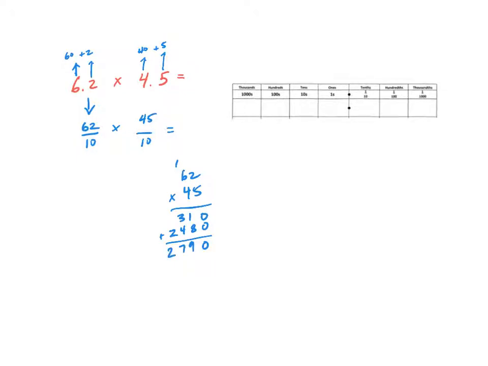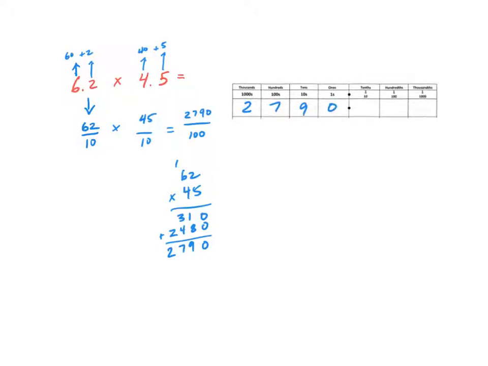Some method of multiplying whole numbers that will give you a correct answer. So I got 2,790 for my numerator, and my denominator is going to be 10 times 10, which is 100. So what we just learned was that we can take our 2,790 and then divide it by 100 or move it over two place values.